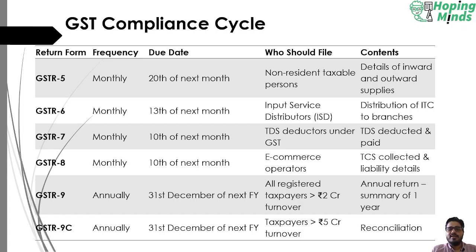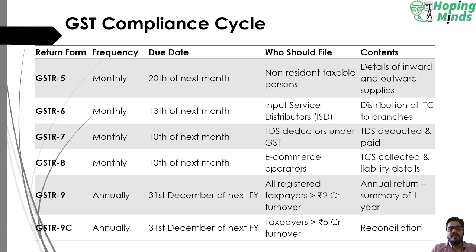Next is GSTR 6. GSTR 6 is the return for input service distributors. Input service distributors are those who receive service bills centrally and later on distribute the credit against such service bills to their branches. So in order to distribute the input tax credit to branches, the ISDs are required to file GSTR 6.